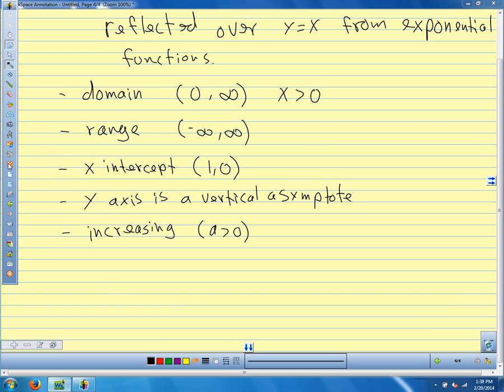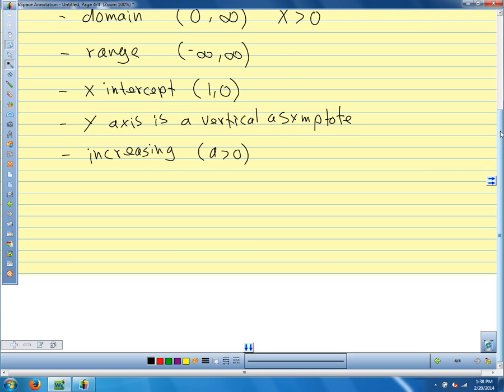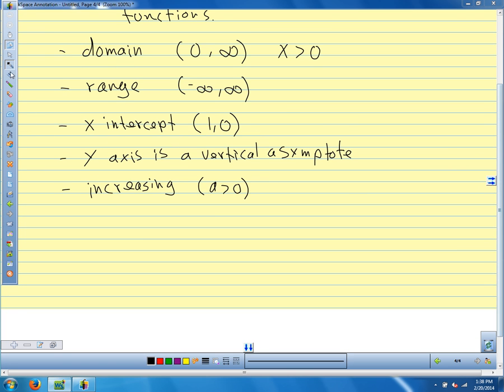So let's sketch a graph. Let's sketch a graph of a logarithmic function. So here are my axes for sketching the graph. A generic graph of a logarithmic function is going to look like this.